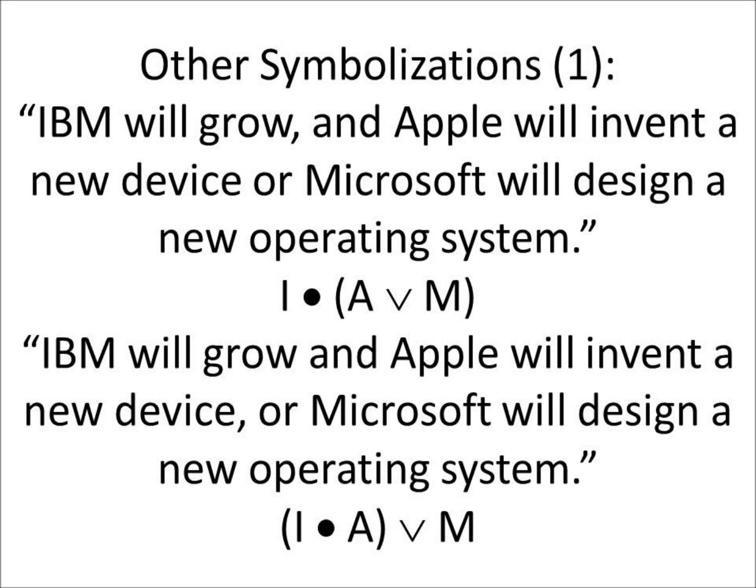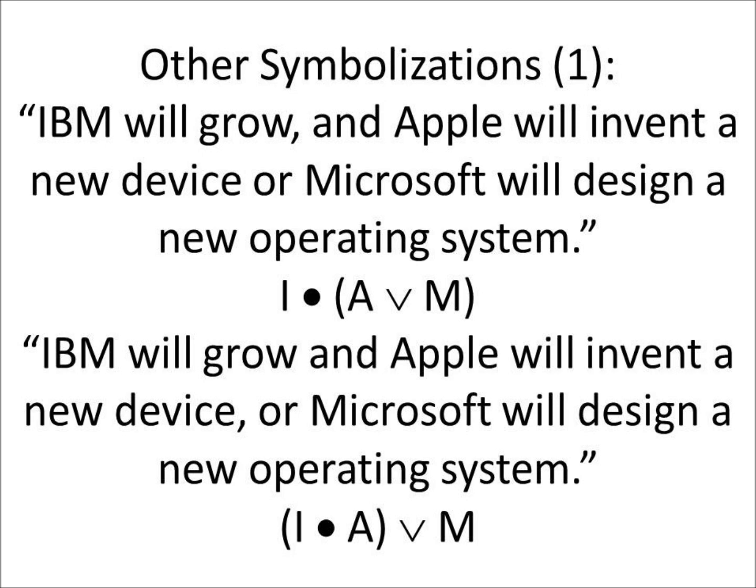All right, another example. IBM will grow and Apple will invent a new device, comma, or Microsoft will design a new operating system. Well, there the comma comes after the and statement. So IBM will grow and Apple will invent a new device. So that's separate. That's symbolized as I dot A in parentheses, or what? Or Microsoft will design a new operating system, or M.